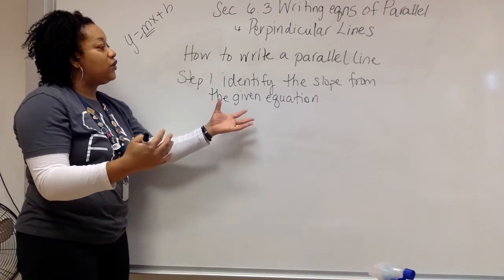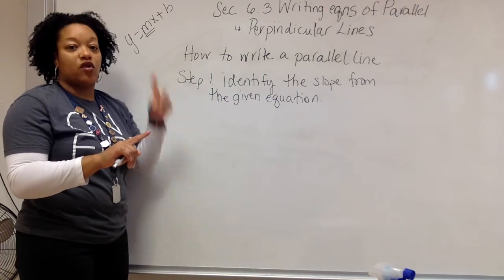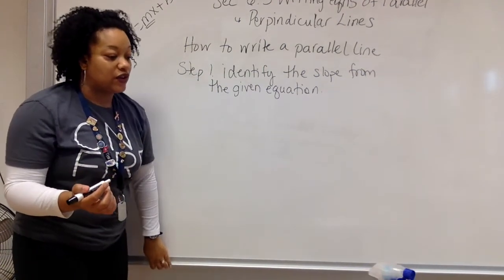If they don't give you your equation in slope-intercept form, then you put it in slope-intercept form and then move to step one and identify your slope. So that's the first thing you're going to do.